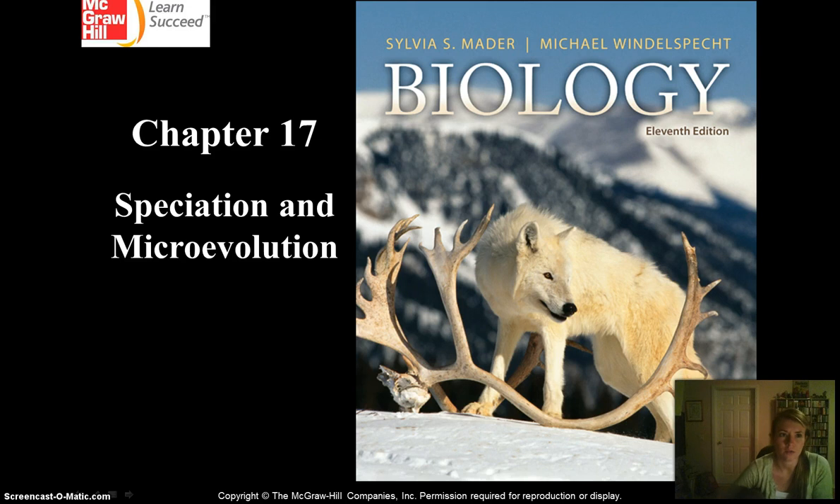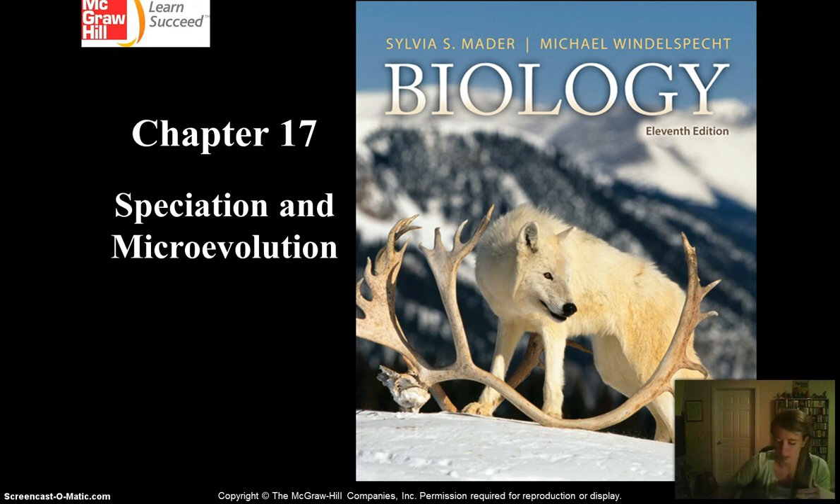So we are on to chapter 17, which is speciation and actually macroevolution, not microevolution. So you should all read chapter 17 in your textbook, and we're going to go over the key topics here. So we've been talking about microevolution, which is the small-scale evolution that happens within populations. So how do allele frequencies change from generation to generation, looking at one single population?